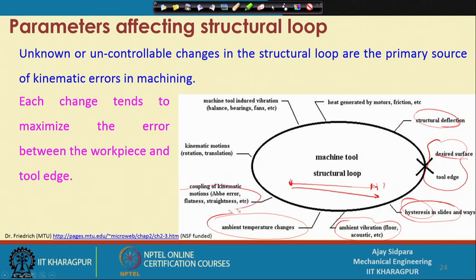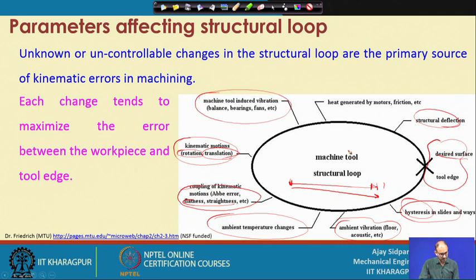Then these are the errors which we are going to discuss now: flatness error, straightness error, and some other things. Kinematic motions: we generally believe that the tool is rotating only along the z axis, but that is not true, because there are some problems in the rotation axis also. Translation: we believe that our x and y are perpendicular to each other and there is no motion other than the translation, but that is also not correct in many cases, as we will see. Machine tool induced vibration also plays an important role. So, these are the different parameters which affect the structural loop of the machine tool.